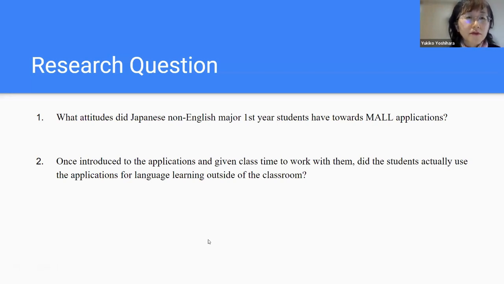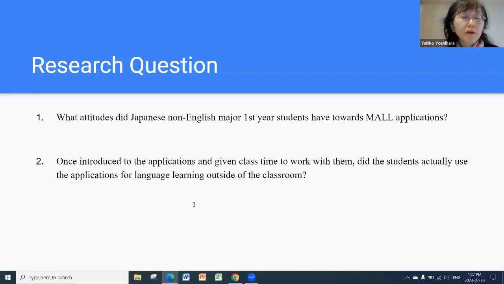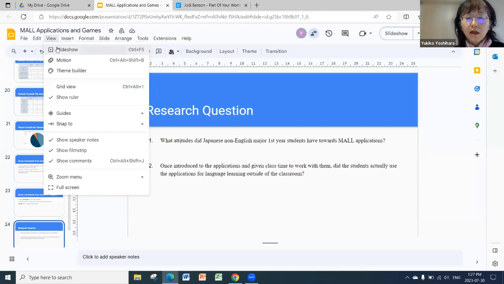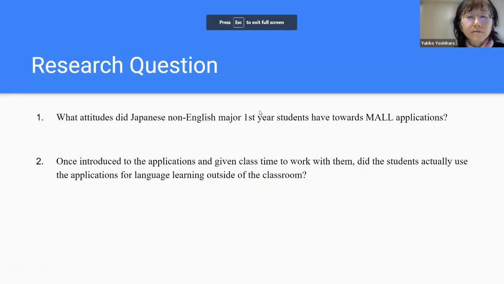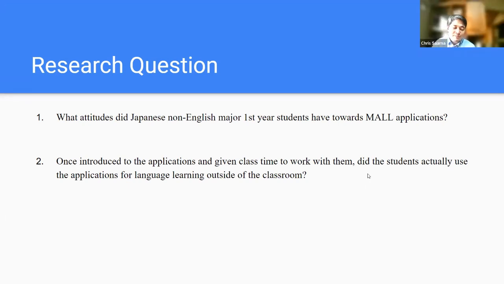Maybe I'll just read the research questions then. Number 1, quick reminder: what attitudes did Japanese non-English major first-year students have towards small applications? And number 2, once introduced to the applications and given class time to work with them, did the students actually use the applications for language learning outside of the classroom? Okay, thank you very much, Yukiko.